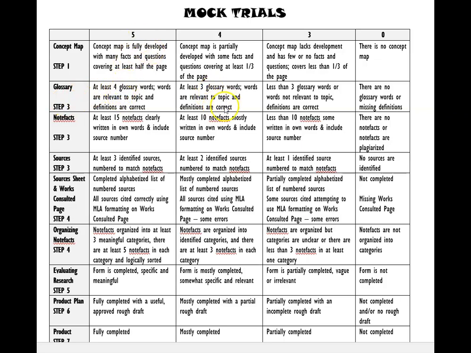3 words with definitions, 4 points. Less than 3 words, right? But you have correct definitions with those words, 3 points. And then the only way that you could get a 0 is if you had literally 0 definitions. Okay, no words, no definitions. So it's better to have 1 word with a definition than 3 words and no definitions. If you're missing definitions, it's going to be a 0, okay?